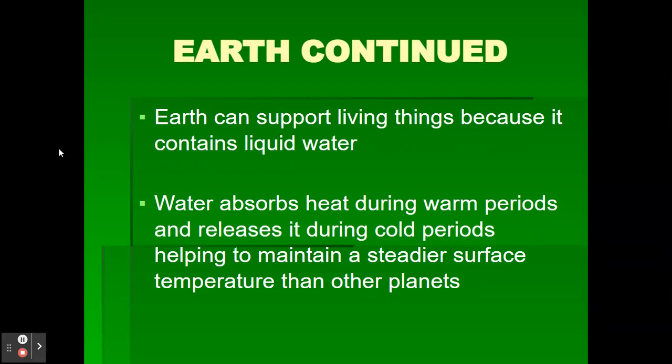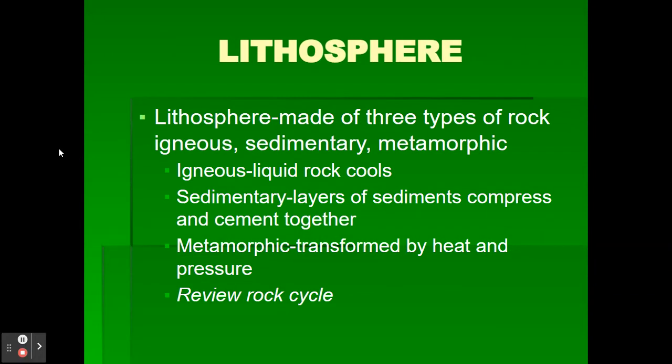Like if we were on Mars, we would be, let's say, 100 degrees during the day and negative 100 degrees during the night. But because there's liquid water, we are at a constant, about 62 degrees as an average around Earth. So that's really awesome. Earth's unique. It has life because of liquid water.